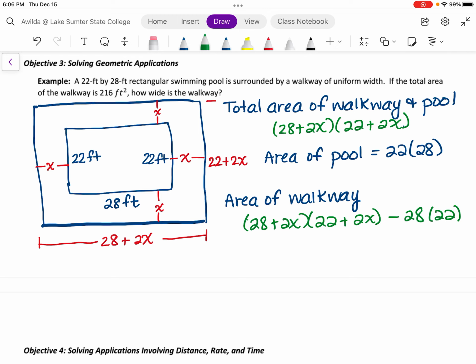Now we're told in the original problem that this area is 216 square feet. So now we just need to carefully write this as an equation by setting this area equal to 216 and solving for x. I'm going to continue this problem in another video because I'm out of space, but play the next video for section 1.5 and we'll take this one home.